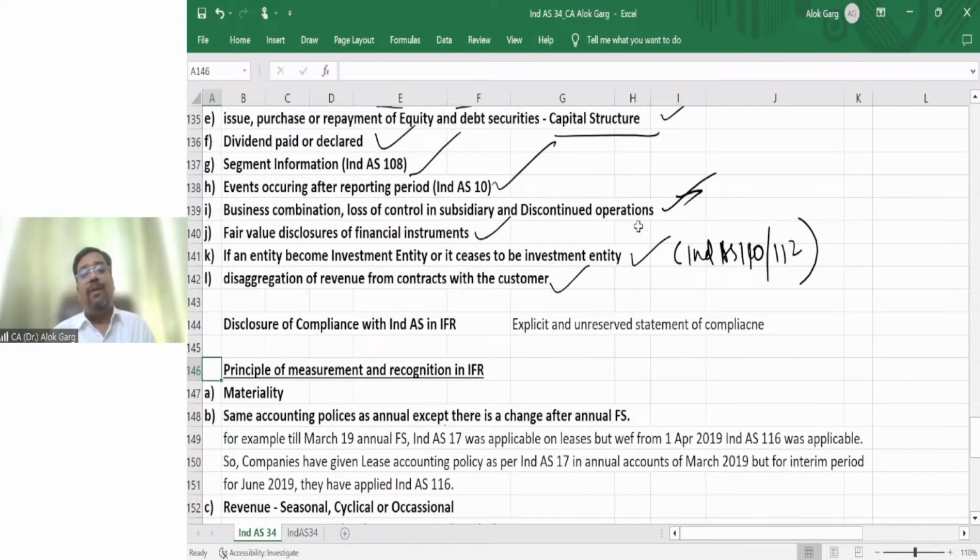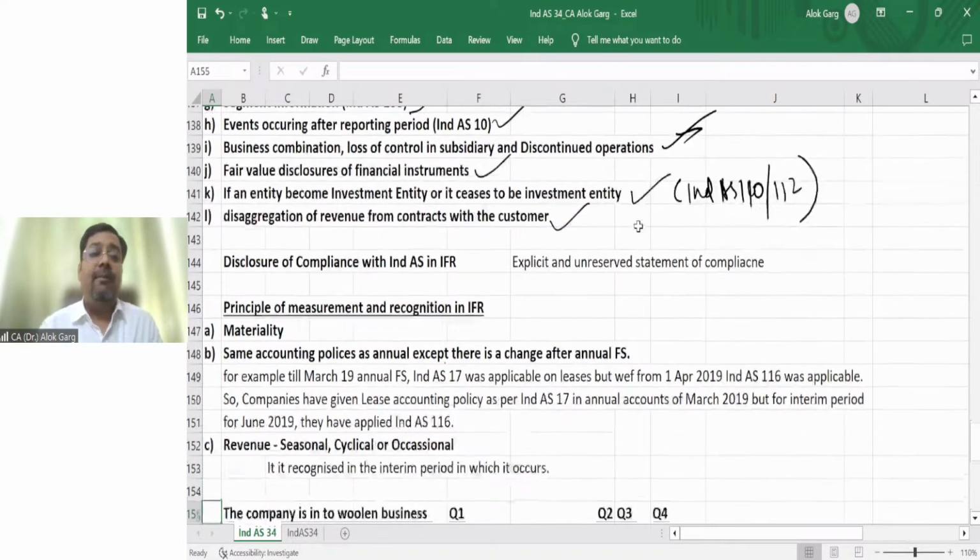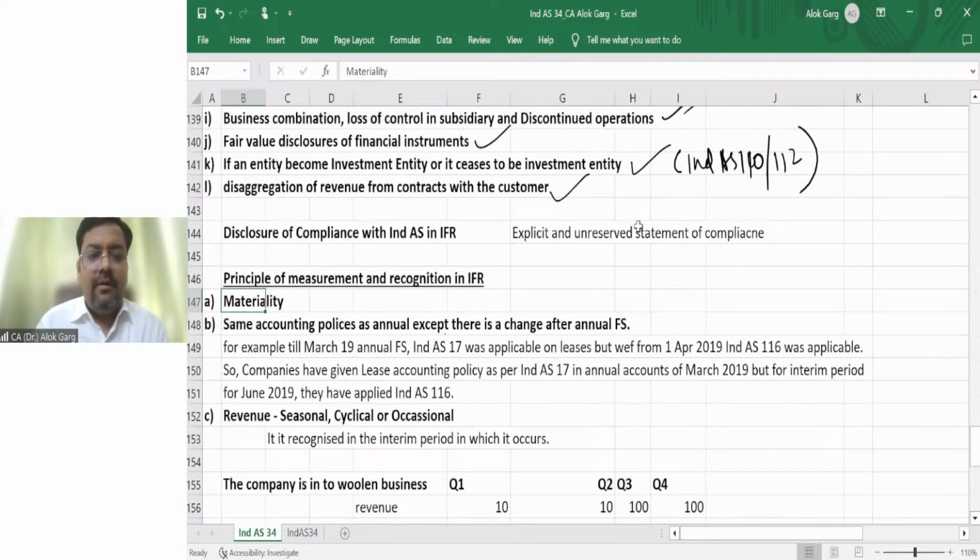Friends, now we are talking about principles of measurement and recognition in the interim financial report, right? Point number A, materiality. Now, let's say Viraj is an auditor of a company, and the company is a listed company which is preparing interim financial results. The annual turnover of the company is 500 crores. Let's say the annual profit is 50 crores, and the quarterly turnover is, let's say, 125 crores, and the quarterly profit is 12 or 12.5 crores.